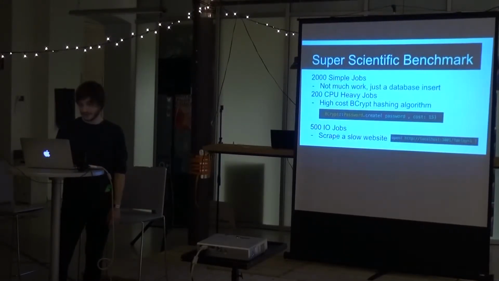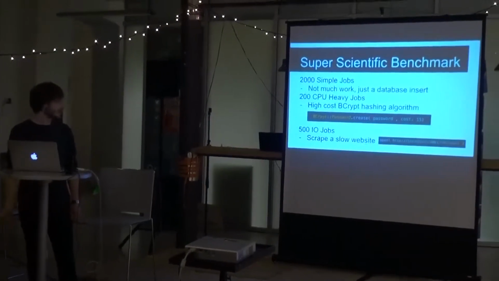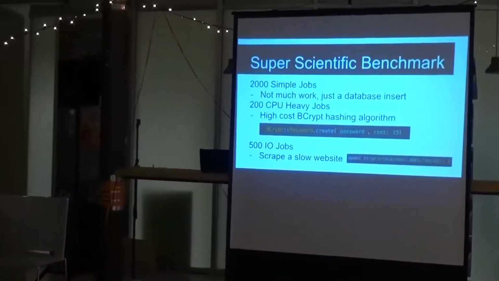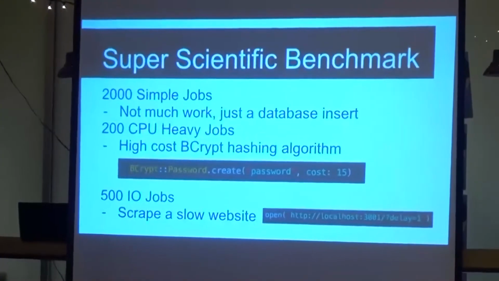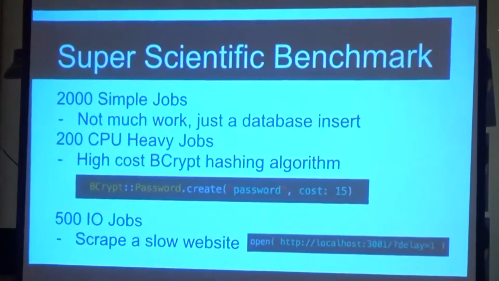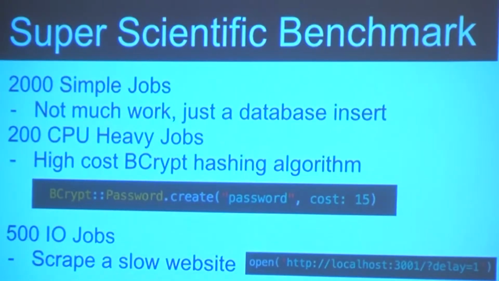So yeah, I came up with 2,000 simple jobs. I named them simple jobs, which didn't even do anything, just inserted some stuff into a database, and 200 CPU heavy jobs where I was doing some high-cost hashing algorithm. And this line of code usually takes like 3 seconds on an average computer.